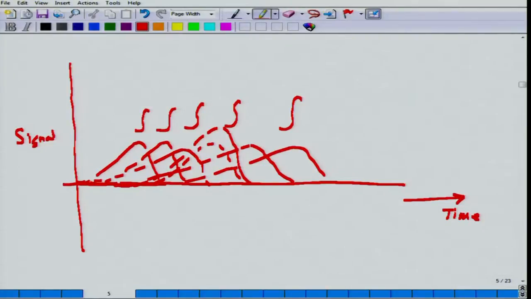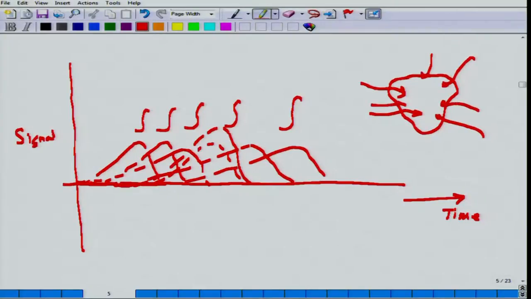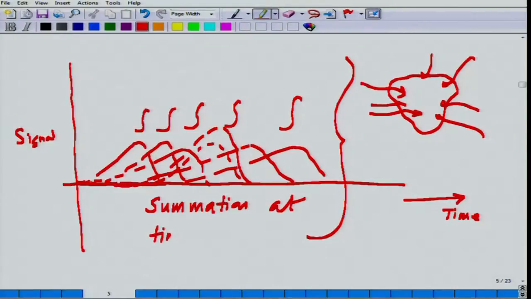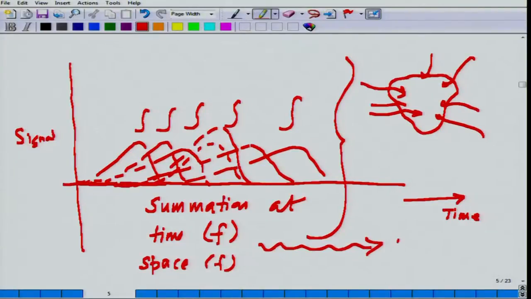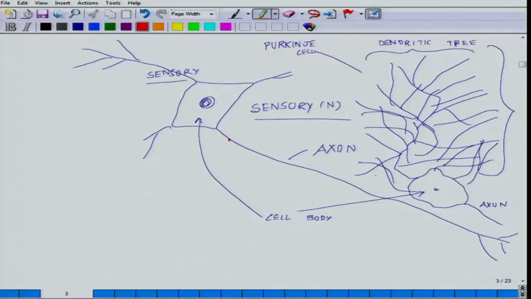And simultaneously, if this is with respect to time, there is the space. So for example, if this is the cell body, one is added from here, one from here, one from here, one from here at the same time. So overall, there is a summation over time function and space function. And the output, which I am showing in this picture, is carried by the axon.